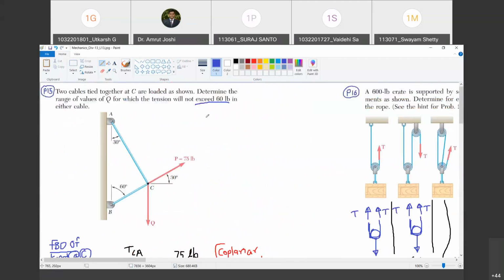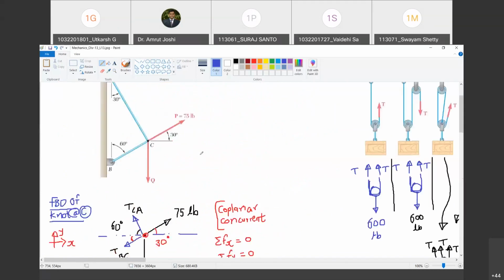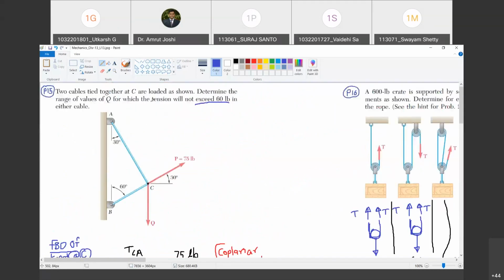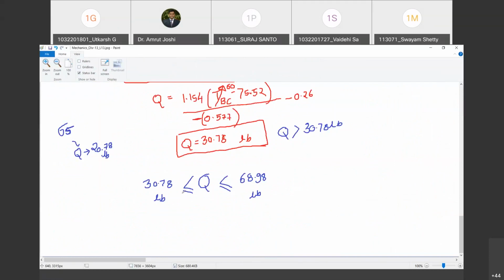If I cast the statement in another fashion, what will be the range of Q for which the tension will not become equal to or more than 60 pounds? Then do we have to remove this equal to sign? Are you with me? Yes. Or if I say that the tension in either of the cables remains less than 60 pounds, then also I will have to remove the equal to sign. Are you with me?